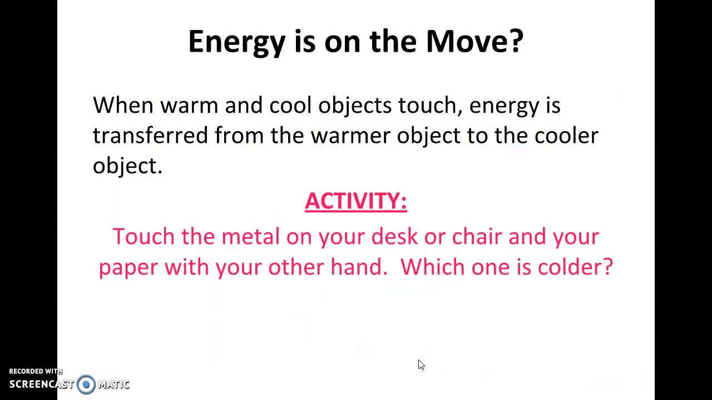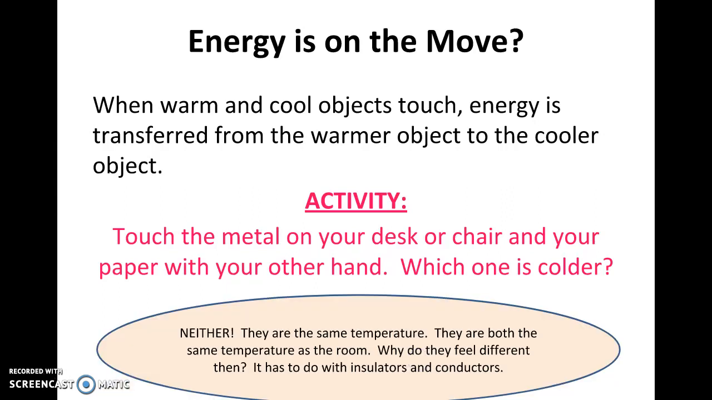Energy is on the move. When warm and cool objects touch, energy is transferred from the warmer object to the cooler object. You give it a try. Touch the metal on your desk or chair and your paper with your other hand. So you should have one hand on the metal and one hand on the paper. Which one is colder? Neither. They are the same temperature.